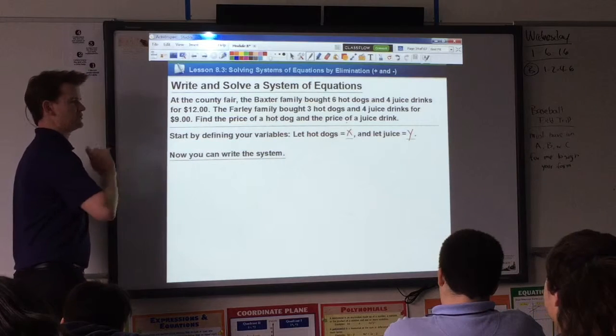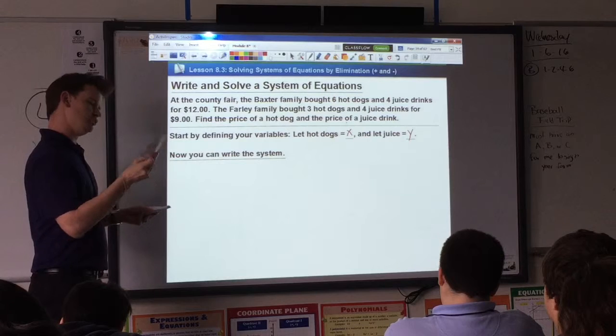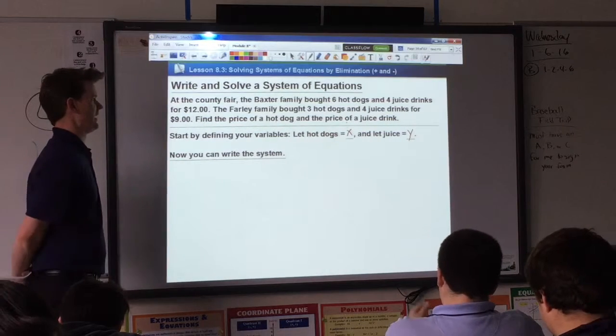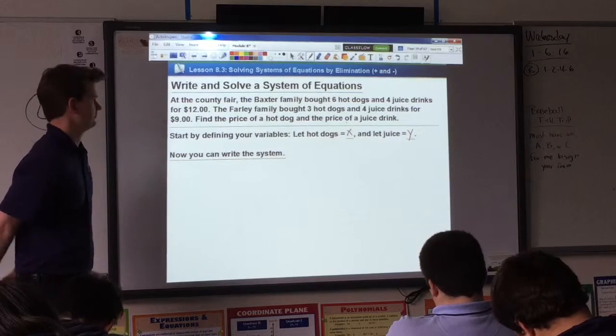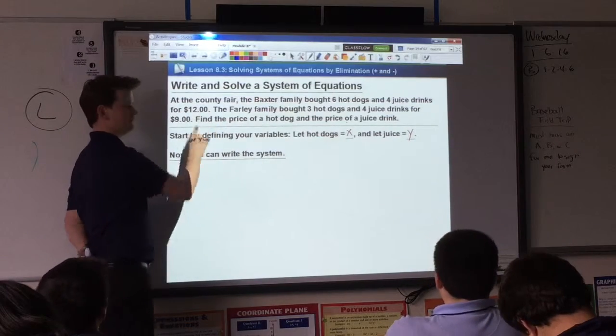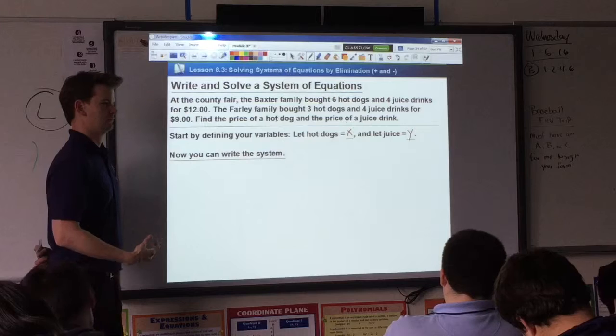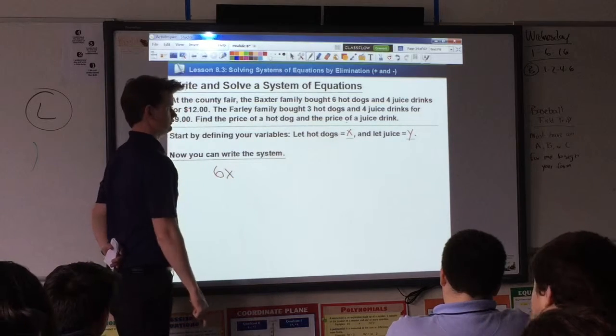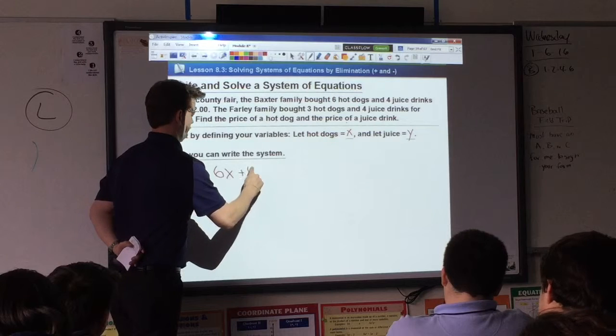Looking at the Baxter family, can you write an equation for the Baxter family, now that I've defined the variables for you? Let's look at the Baxter family. First sentence. It is 6x plus 4y.